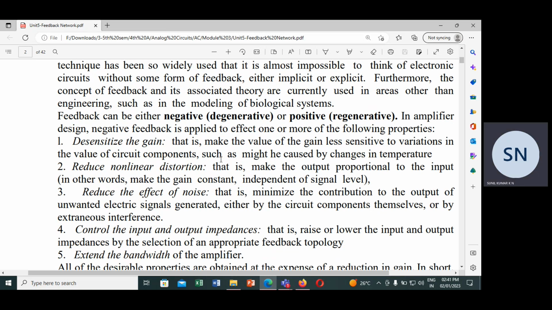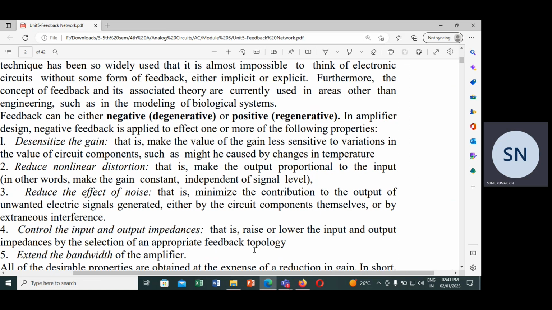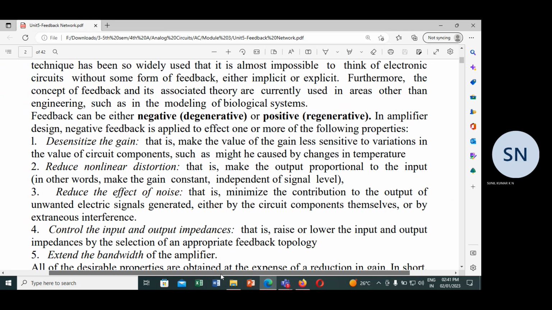So this is to make sure that the gain is less sensitive to the external temperature or with respect to circuit components, or it can be caused with respect to external variations. So less sensitive means that on employing negative feedback, the circuit will become less sensitive.